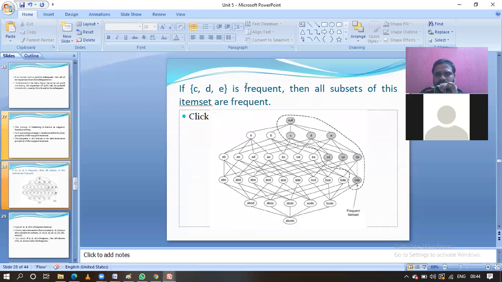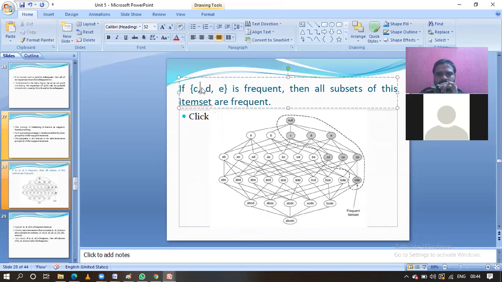Okay, let us see the frequent related items here. CDE. They have taken five items at once: A, B, C, D, E. In that, CDE are frequent. Based on the first principle of Apriori, what is the first principle, guys? If the item set is frequent, all its subsets will be frequent.